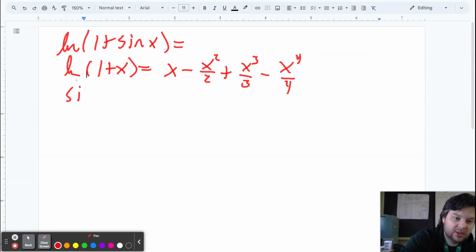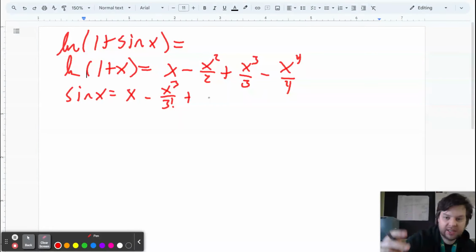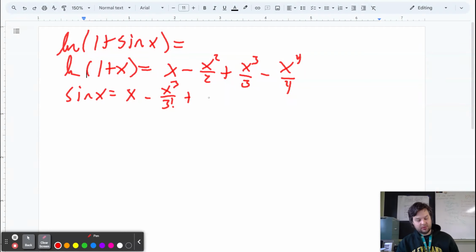And I'm going to use sine of x, which is x minus x cubed over 3 factorial plus, and I'm not going to go to the next term because the next term would be x to the fifth. And again, my goal is only to get up to x to the fourth.